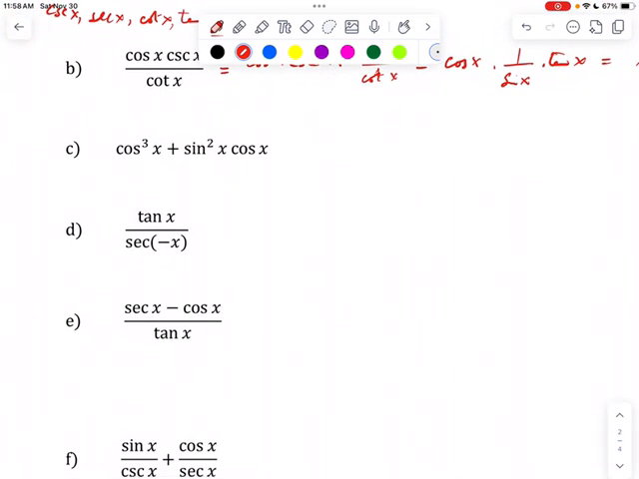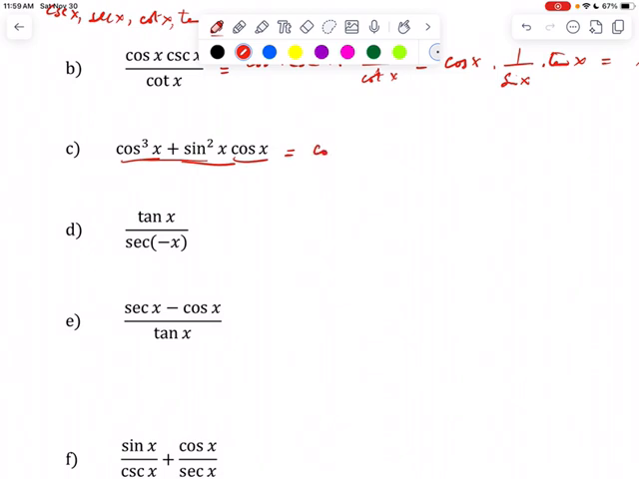Looking at number C. Well, we don't know what cosine cube x is, how I can write cosine cube x. I have an identity which can change this into cosine, but think about it. We don't want to get into complicated things, right? We want to make it simpler. So if you look at these two terms, the cosine x is a common factor. So we can start there.